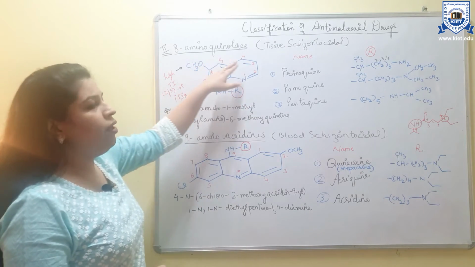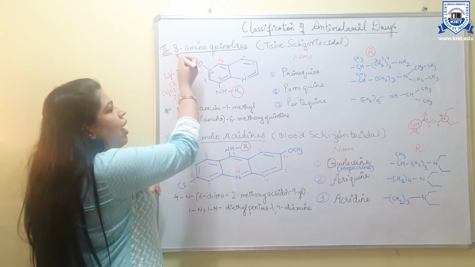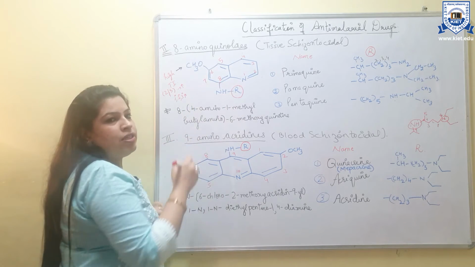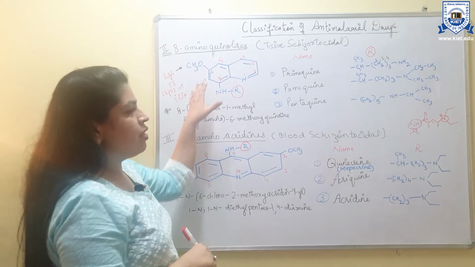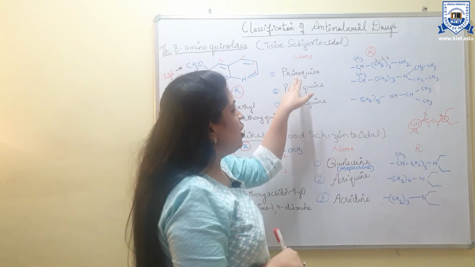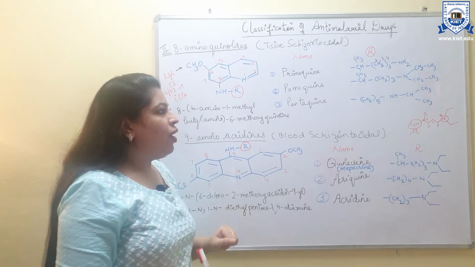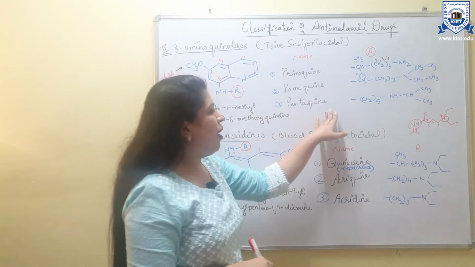This is the quinoline moiety, and as the name suggests, at 8 there is an amino group. So at the 8th position there is an amino substituent present in this class of drugs. The first drug in this category is primaquine, the second is pamaquine, and the third example is pentaquine.